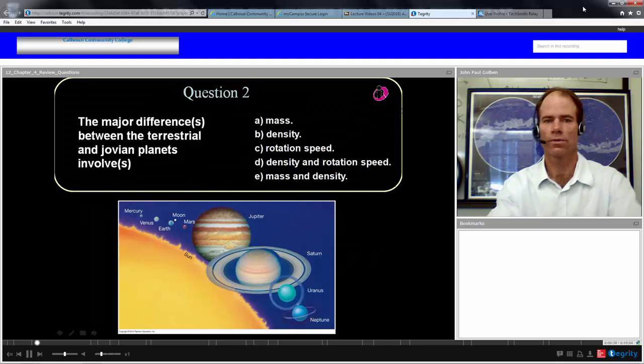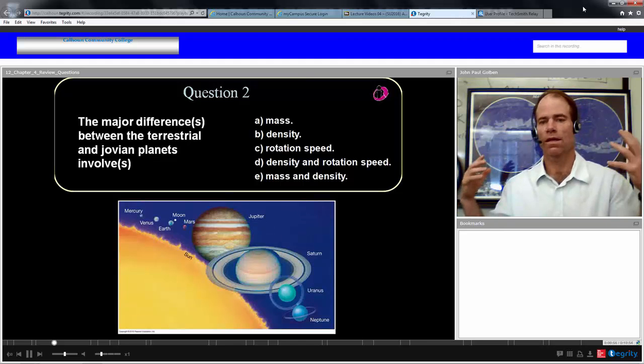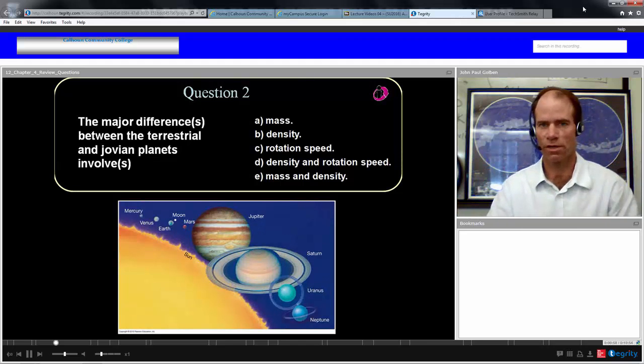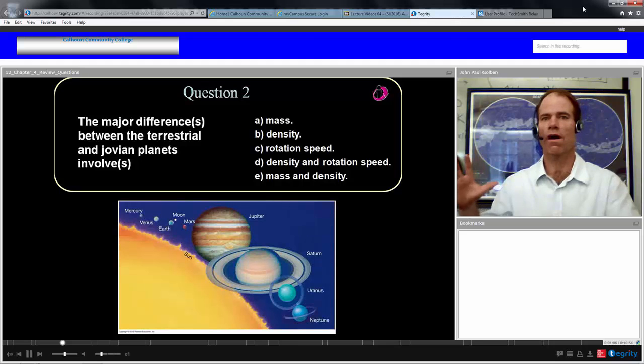Question 2. The major differences between the terrestrial and Jovian planets involve, well, the major difference is the mass. The mass of the Jovian planets is much greater than the terrestrial planets. Density as well. The volume of the Jovian planets is much greater than the terrestrial planets, but in terms of mass per volume, the density, they're a lot less because they have a lot more volume in proportion to their mass. They also are rotating faster.